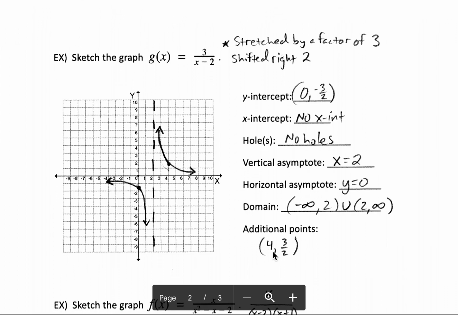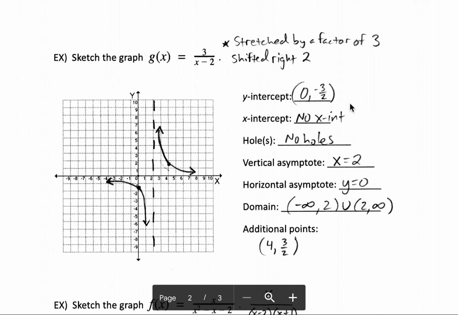You can come up with some additional points or look at your data table to figure out how that stretch affects your points. But essentially, it's not going to be that much different. It's going to look pretty similar to its original graph, just moved to the right 2 spots.